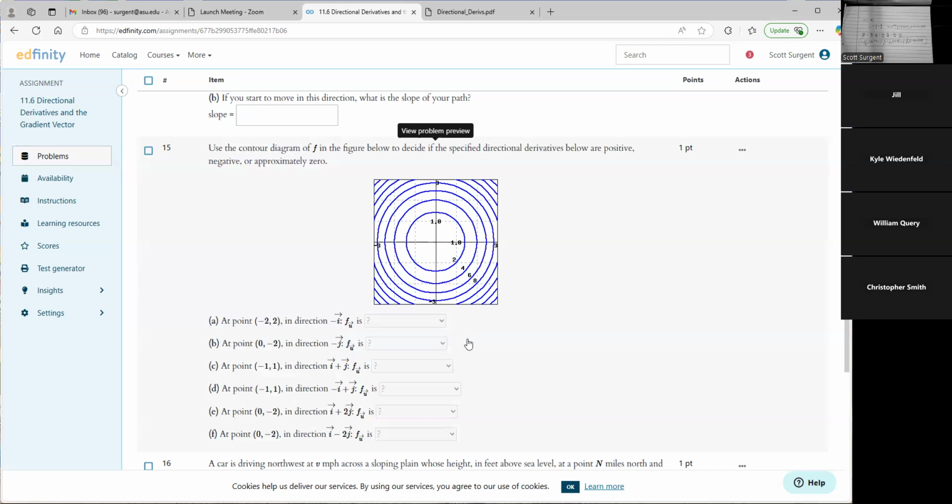Does that help? There's not really much to show mathematically. This is one of those, just look at the picture. I think part C is probably the trickiest one. Anything tangent will have a zero slope.